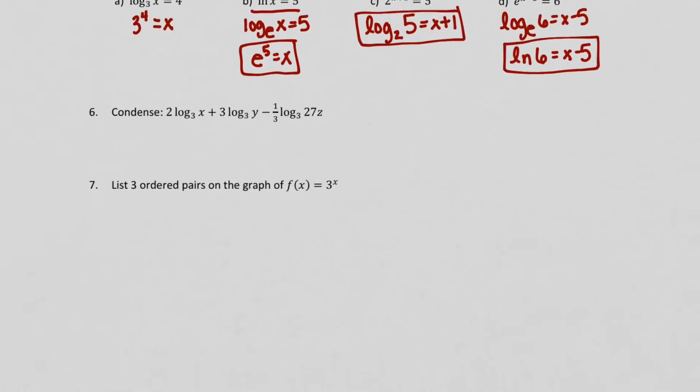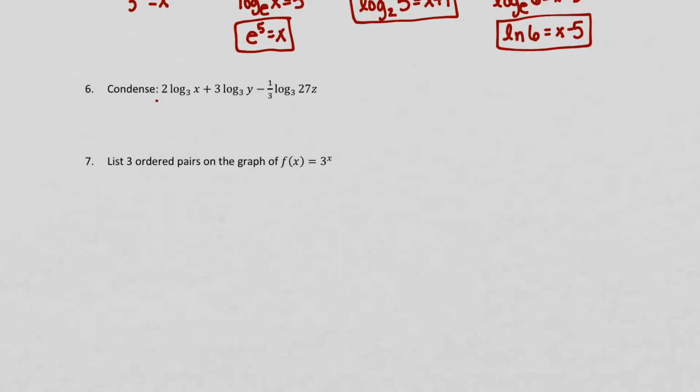All right, number 6 wants us to condense these logs. This is all log base 3. So I can condense it and have log base 3 only written one time. I'll just have everything else inside a parenthesis. So anytime you have a number out front, that becomes the power. So that's really an x squared. This 3 really makes a y cubed. And this 1/3 actually needs to go on the outside of the 27z.